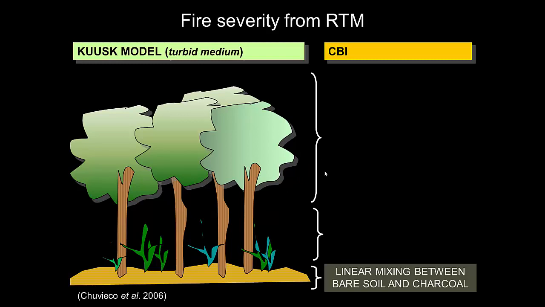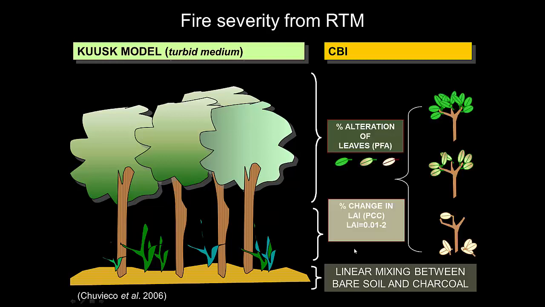How did these researchers do this? Well, they used a linear mixing between bare soil and charcoal in different proportions to simulate the different burn severity of the soil strata. And then for the canopy and the intermediate fuel, they altered the leaves at different levels of moisture content, and they also changed the leaf area index proportion in the trees to simulate different levels of burn.